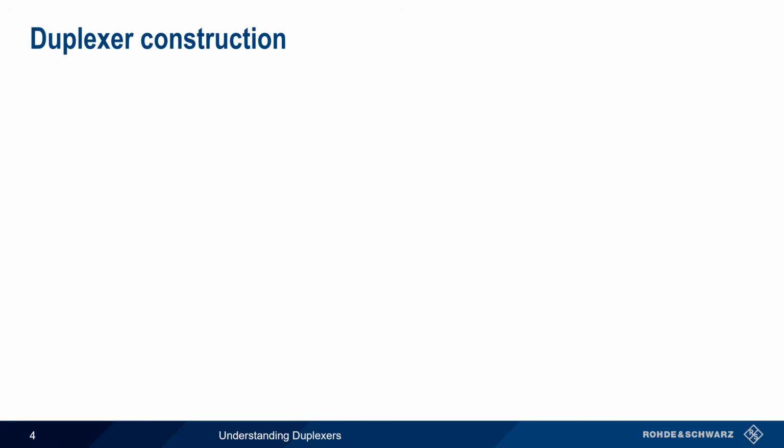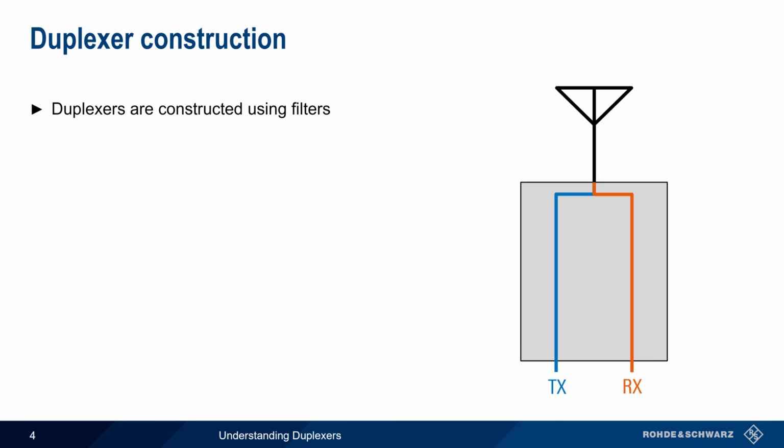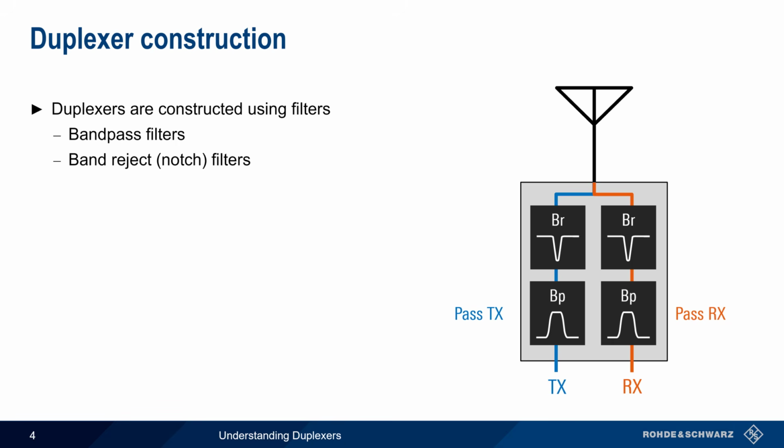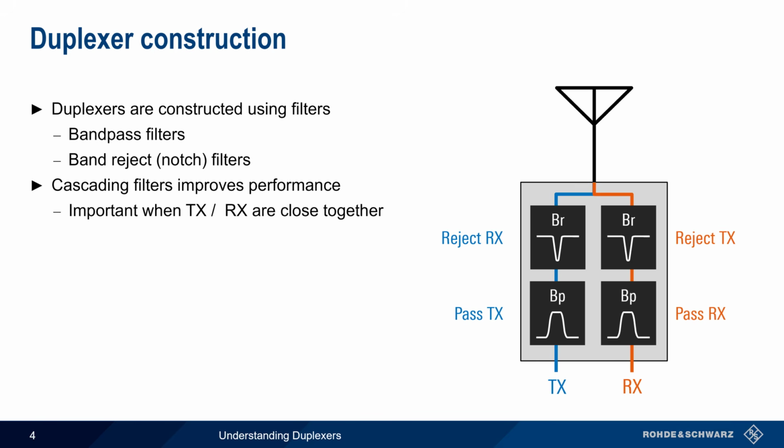We'll start with duplexer construction. All duplexers are constructed using filters. These may be bandpass filters, which pass the frequency on each port, and/or they may be band reject or notch filters, which block the frequency of the other port. Cascading filters, that is, using more than one filter type in series, can improve filter performance. This is particularly important when transmit and receive frequencies are close together.